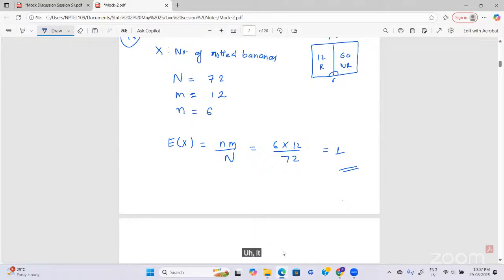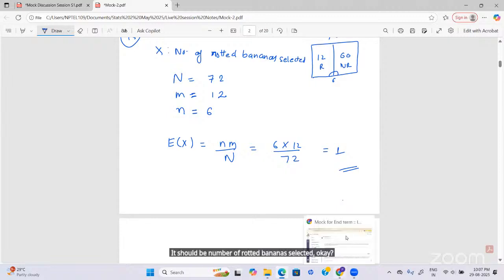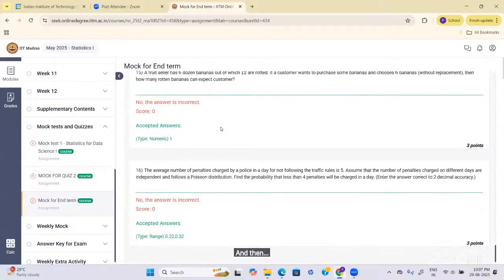It should be the number of rotted bananas selected. Okay, and then the next question. Is this question clear to everyone?